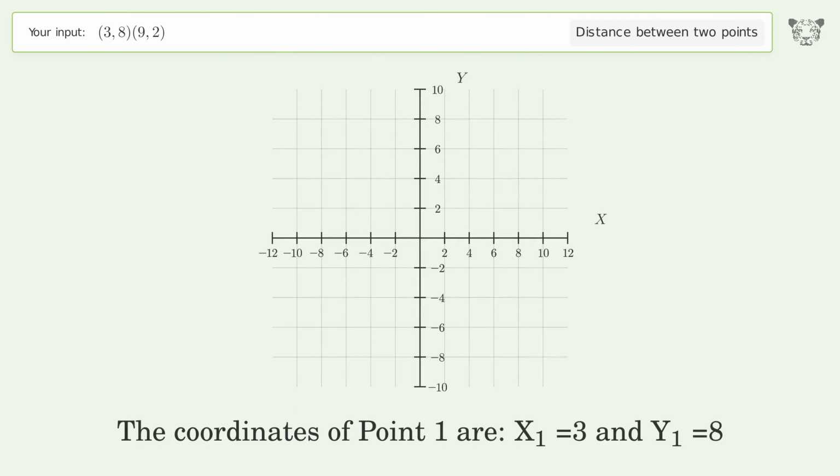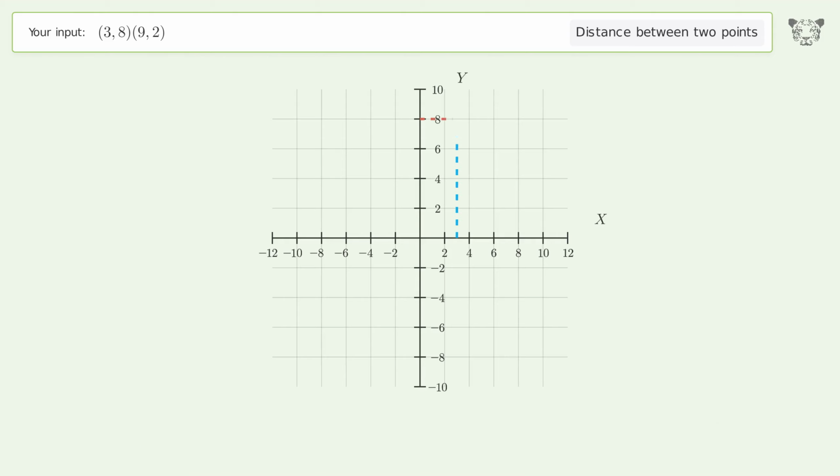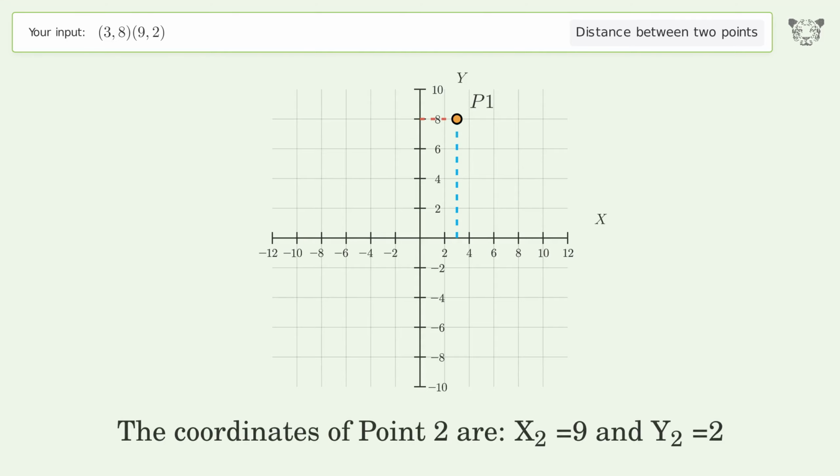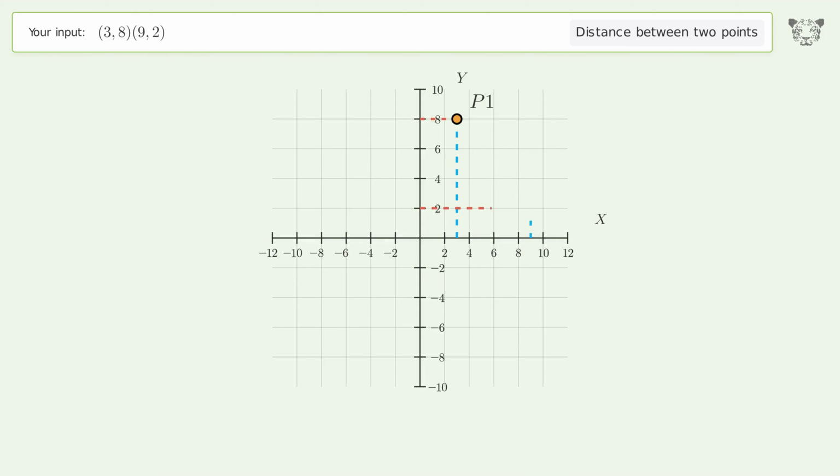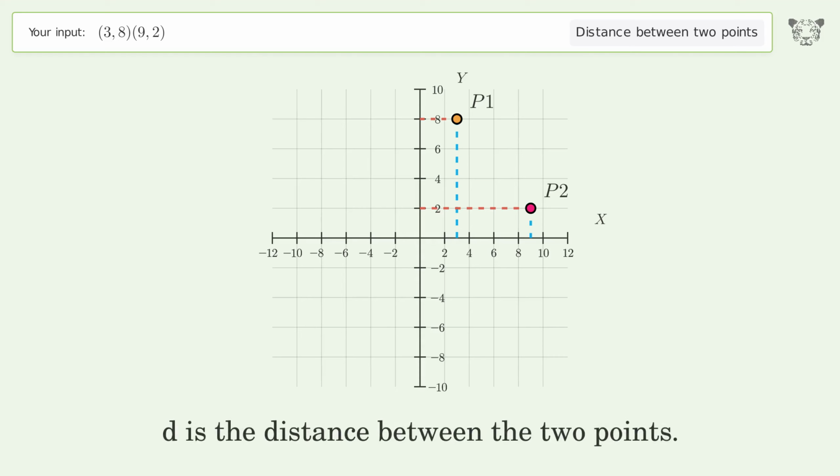The coordinates of point 1 are x1 equals 3 and y1 equals 8. The coordinates of point 2 are x2 equals 9 and y2 equals 2. D is the distance between the 2 points.